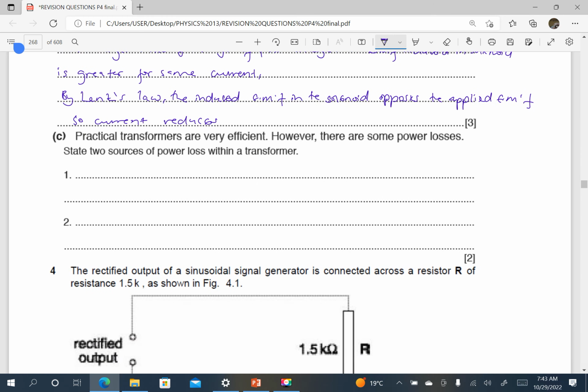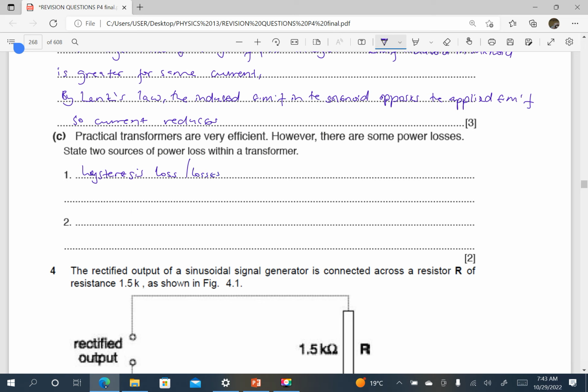Practical transformers are very efficient. However, there are some power losses. State two sources of power loss within a transformer. Number one, we mentioned hysteresis loss. That is loss due to the changing magnetic field in the core, continuous magnetization and demagnetization.